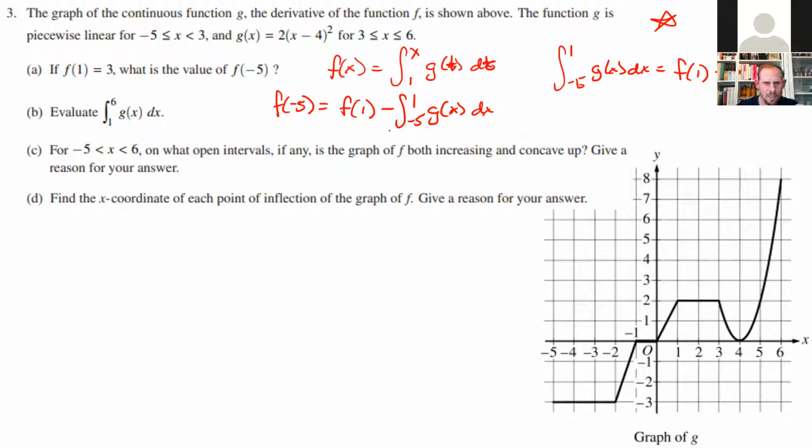All right, so this integral here is just the area under the curve from -5 to 1. So from -5 to 1, we want that area, and then we're going to subtract that area from f of 1, which we know is 3. So this is 3 minus, and then we're going to find this area. So we're going to break it up into shapes that we know. So from here over to here, it's just a rectangle. Actually, it's a square. Its height is 3, its width is 3, so this area is -9.